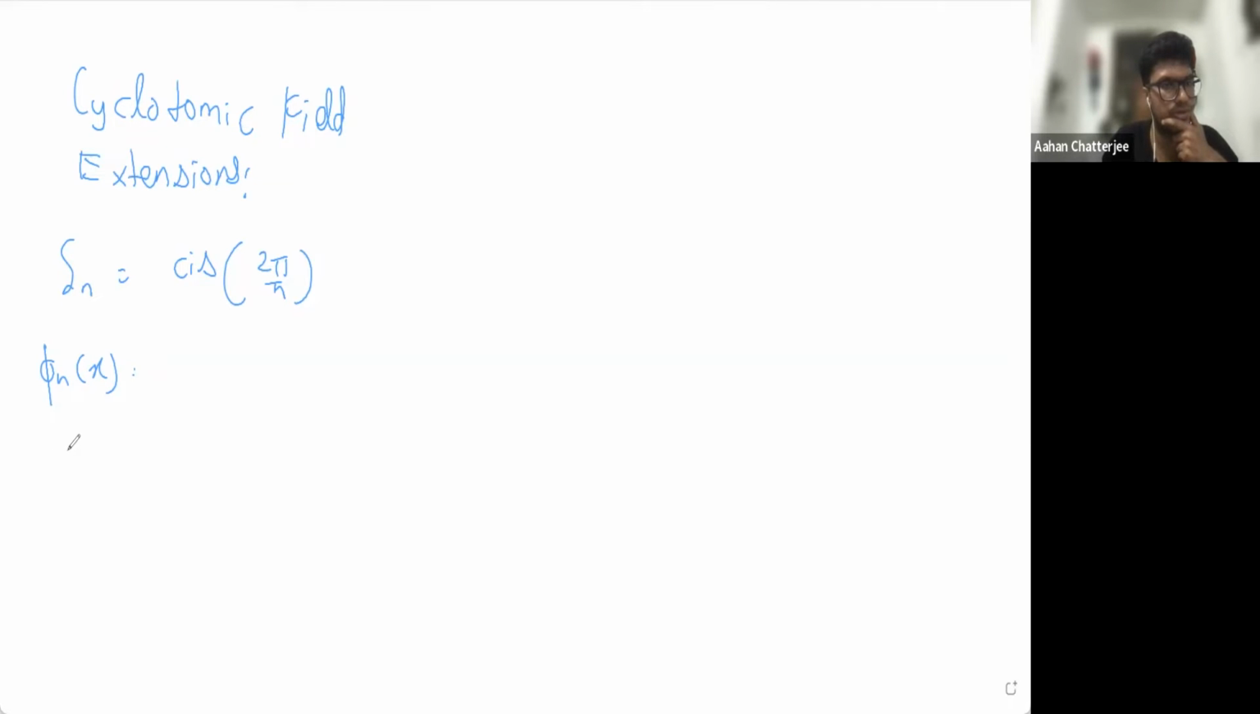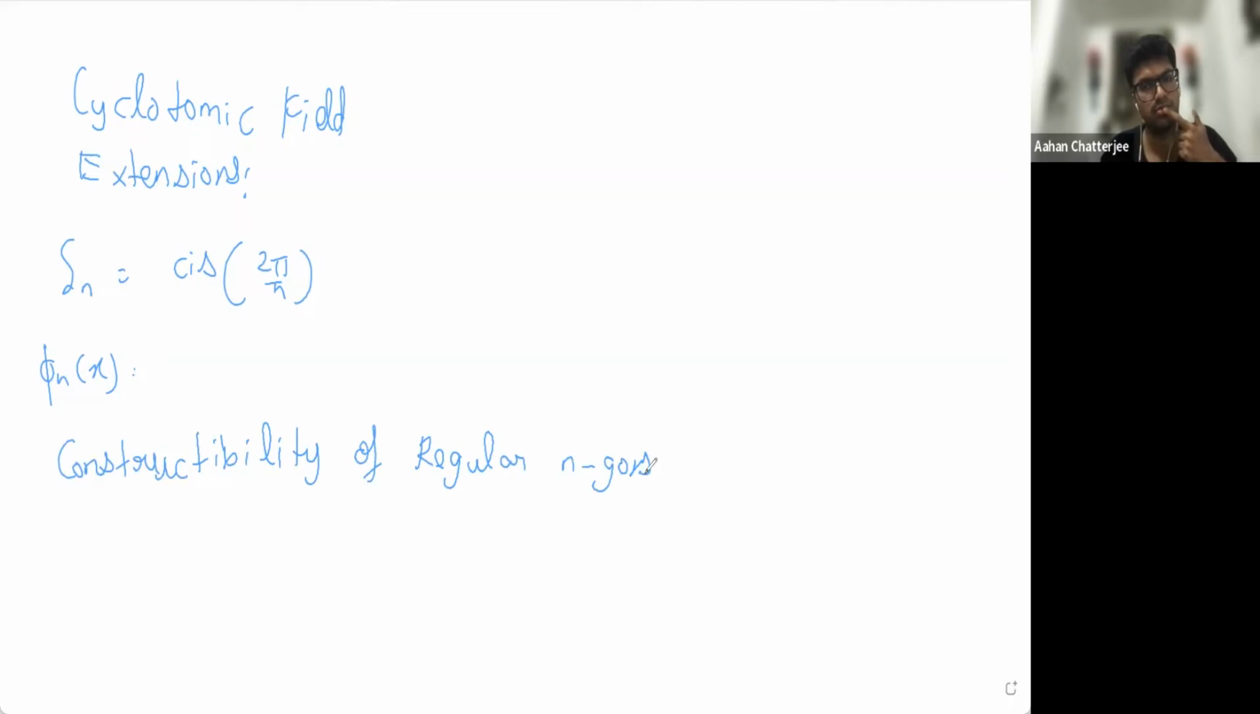So let's consider constructibility of regular n-gons. Now the tools that are allowed are ruler, compass, and the second tool is angle bisector.